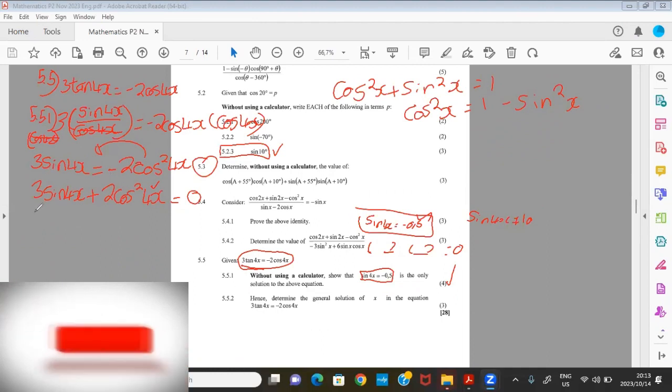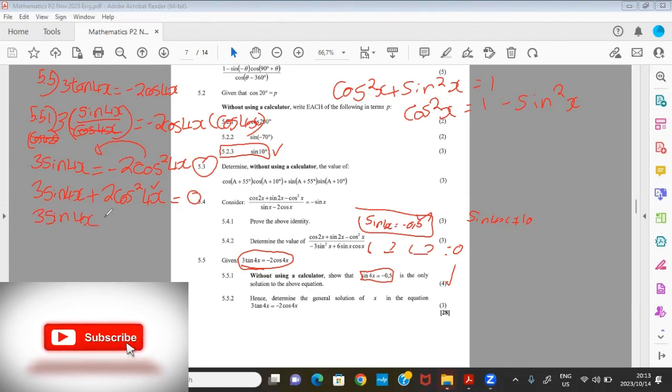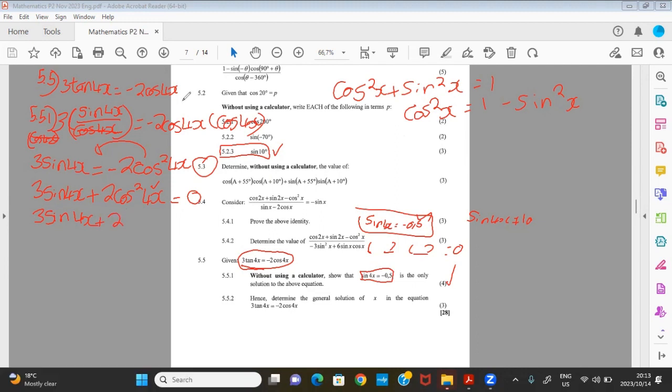Ne? So exactly that. So 3 sine 4x plus 2, then we change it now. About 1 minus sine squared 4x is equals to 0. Then we just have to say 3 sine 4x plus 2 minus 2 sine squared 4x is equals to 0.